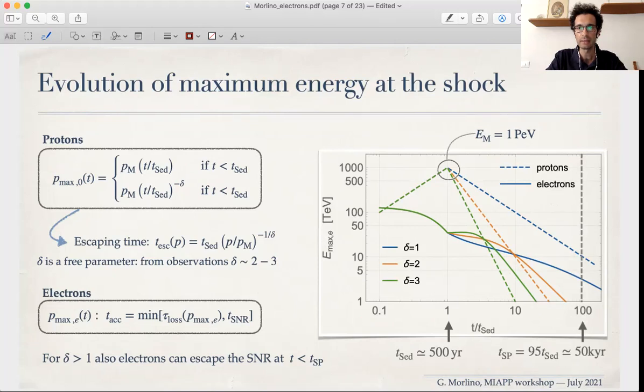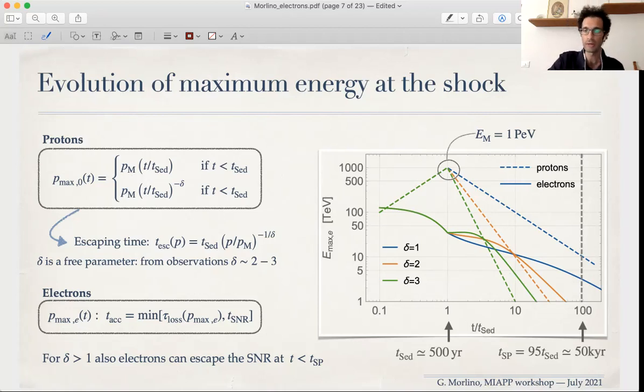Once this is done, we also define the escaping time of particles, which is the moment when the maximum energy at the shock is reaching some fixed momentum p. So it's enough to invert this equation, which is expressing the maximum energy of protons. This is namely the time when particles with some momentum p are allowed to escape from the remnant.